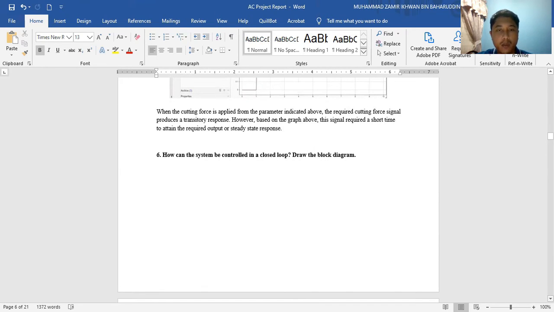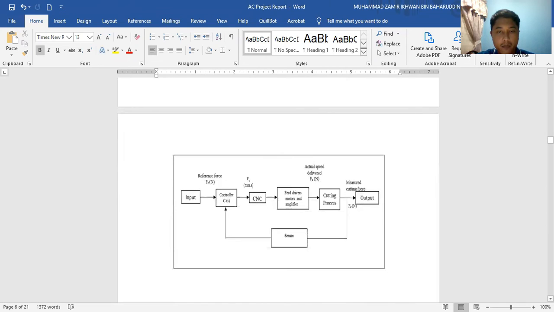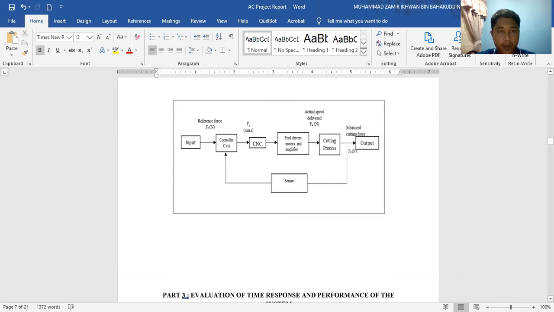Next, the system can be controlled in a closed loop. This is the block diagram for the closed loop, with the reference input, control, CNC, feed driver, motor and amplifier, cutting process, output, and sensor. That's all from me. For part 3, SYUAIB will present. Thank you.